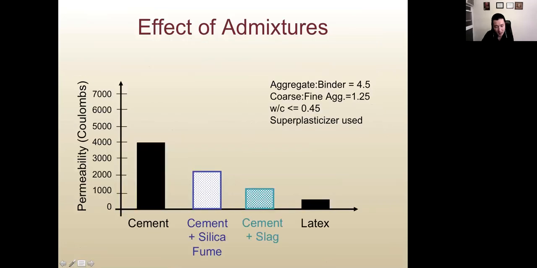We could use other admixtures such as silica fume or slag. So all these four concretes have the same water cement ratio, but the permeability is quite different. If we use latex, our concrete canoe team uses a lot of latex in the concrete, so the permeability of the concrete is very low.